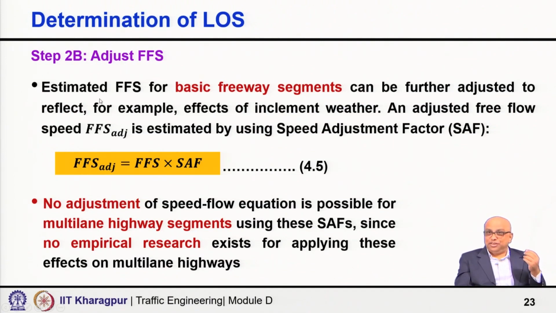Then step 2 is adjustment. This adjustment for a basic freeway segment can be done as a further adjustment to consider the effect of other factors not considered so far, for example, the effect of inclement weather. So, an adjusted free flow speed may be estimated using the known FFS or estimated FFS and the speed adjustment factor, and such an adjustment is not possible for a multi-lane highway segment, because sufficient empirical research is not available to use such a factor.